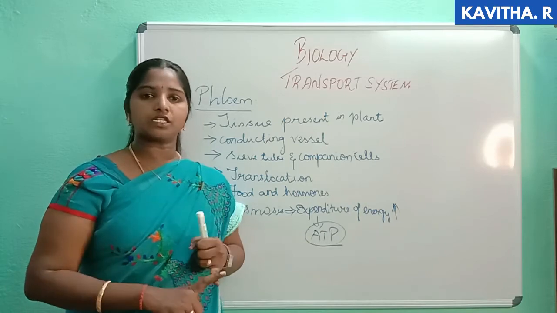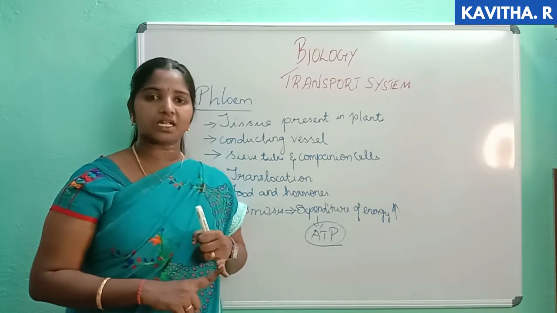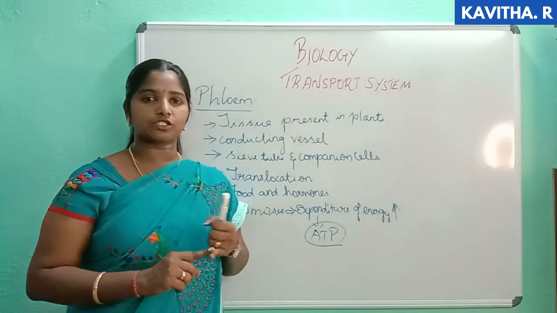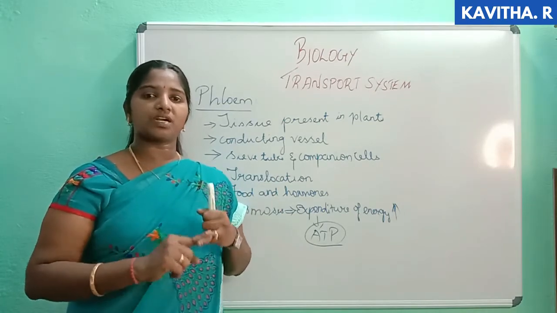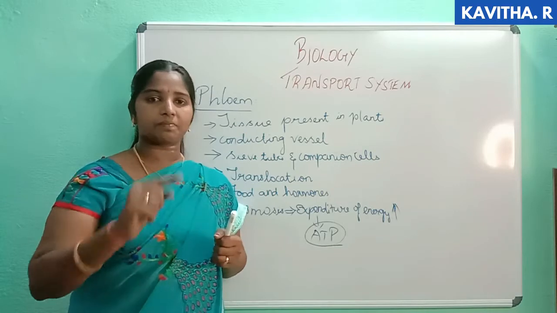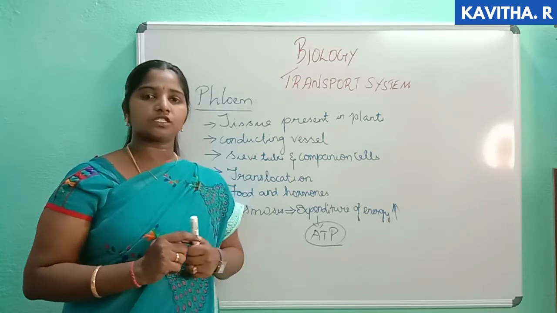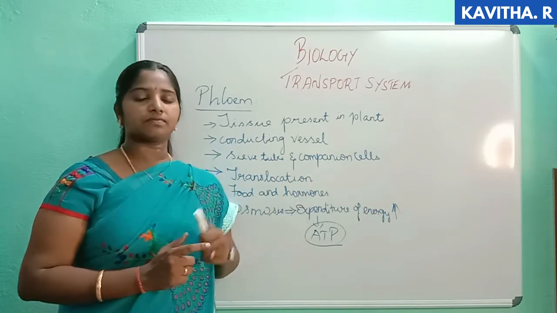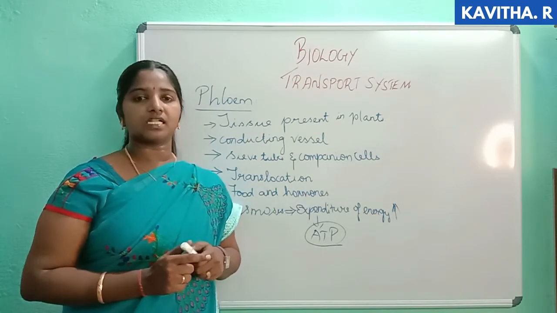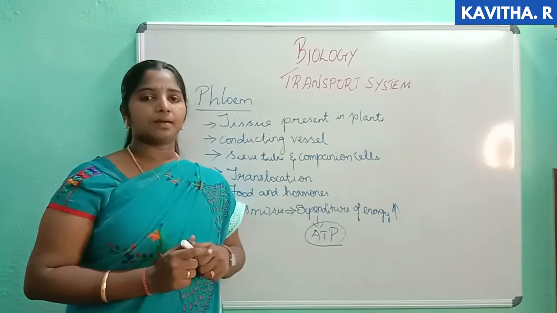Xylem is for carrying water and minerals from the root hairs to the aerial parts of the plant, and phloem is to carry the food and the minerals prepared by the leaves to all parts of the plants. Xylem consists of two tissues called tracheids and vessels, and phloem consists of two cell types called sieve tubes and companion cells.